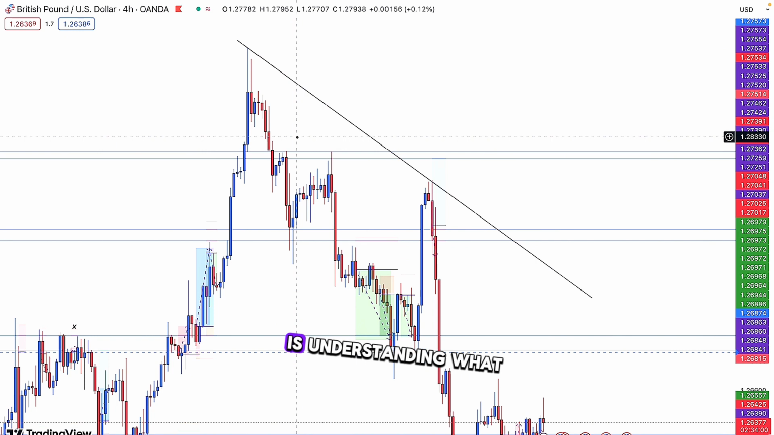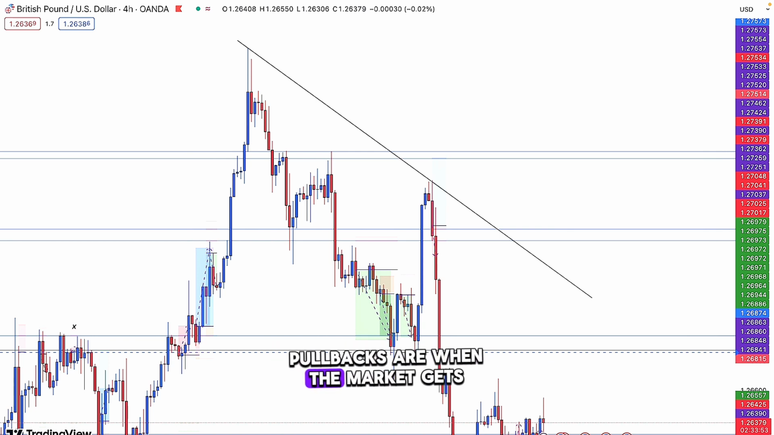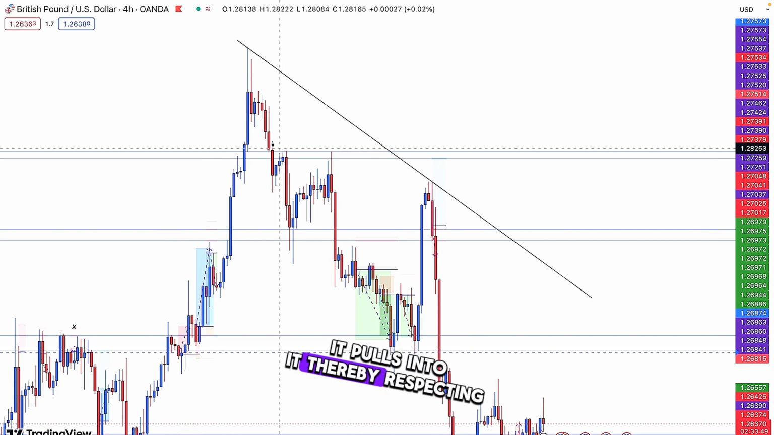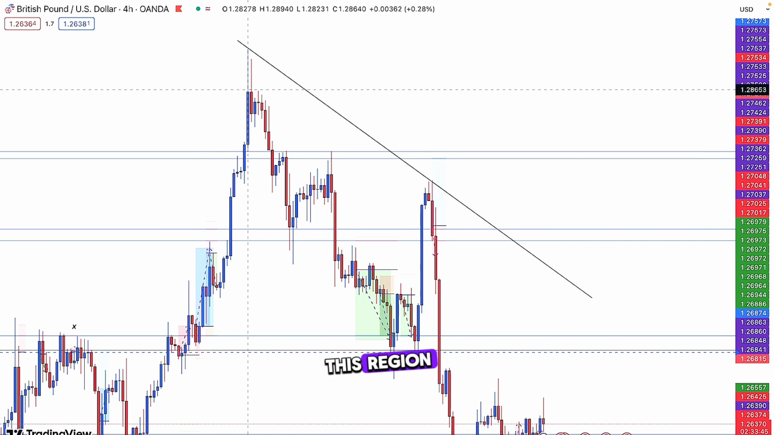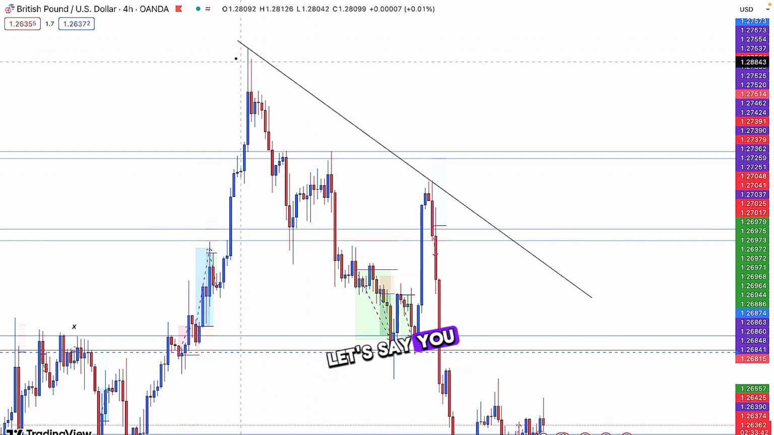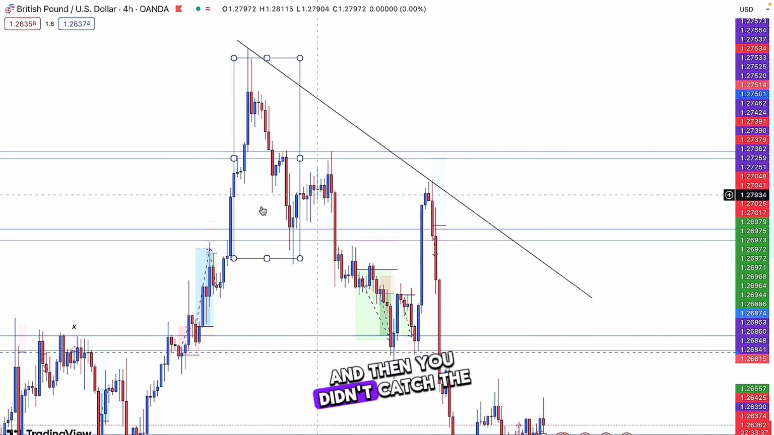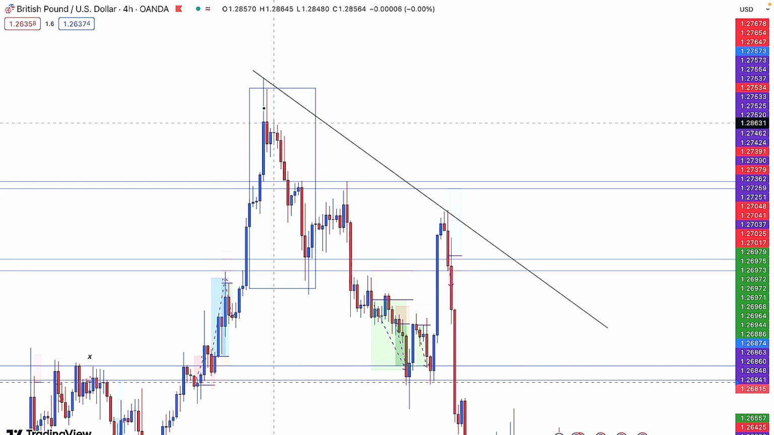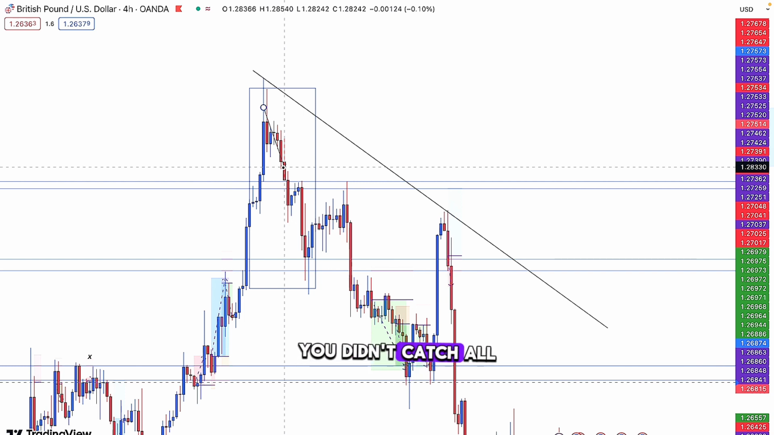What you need to do is understand what pullbacks mean. Now, what are pullbacks? Pullbacks are when the market gets to a particular zone, it pulls into it, thereby respecting that zone. Now, what do I mean? For instance, you want to take a trade in this region. Let me show you something. Let's say you want to take a trade right here, and then you didn't catch the market. Let's say the market now started doing this. You didn't catch all these sales.